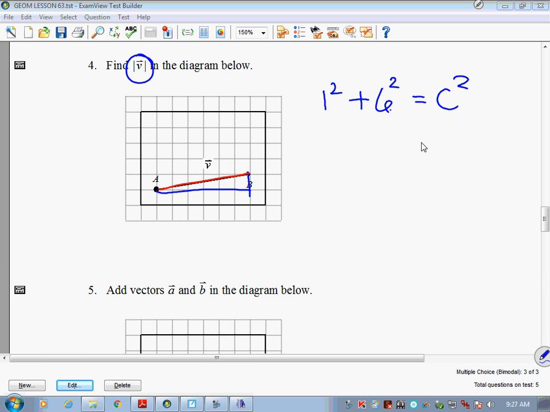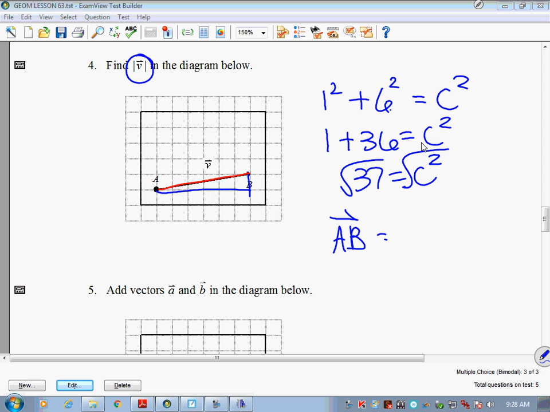Okay, we got c squared. 1 squared is 1. 6 squared is 36. 1 and 36 is 37. What do I do with 37? Square root it. Okay. And let's see what kind of answer they're looking for. They're actually just going to take this in simplified radical form. Is 37, will it break down? Can I divide 37 by anything? No. All right, so vector AB is equal to the square root of 37.